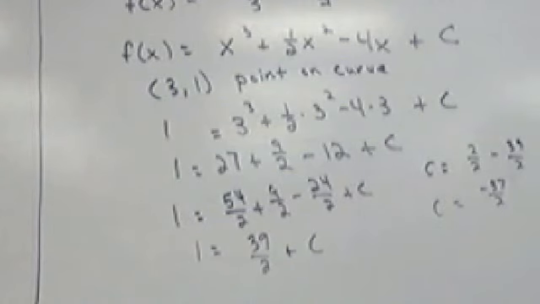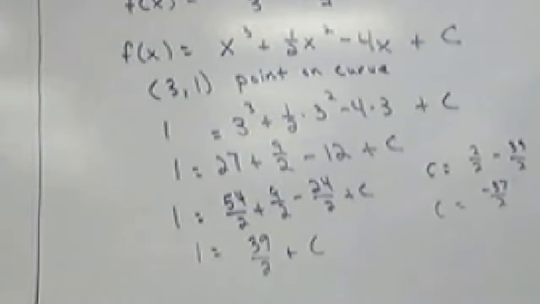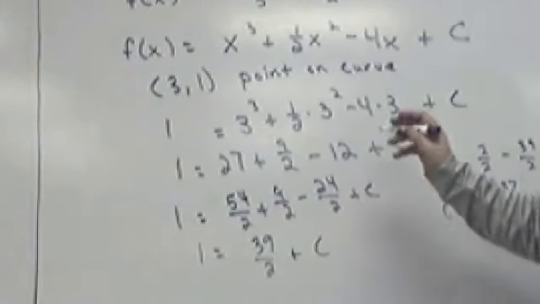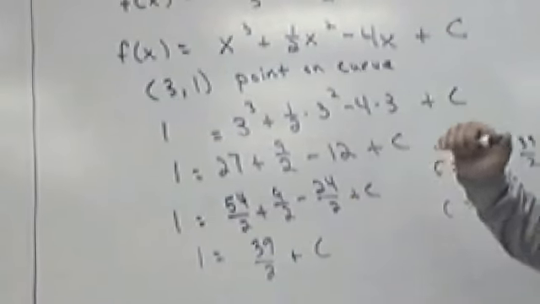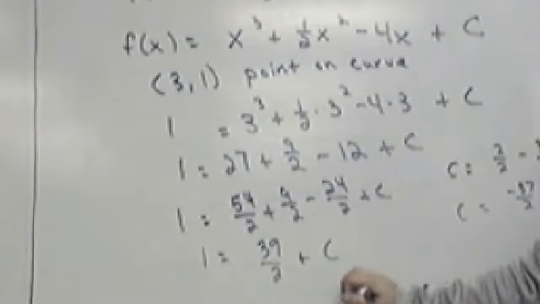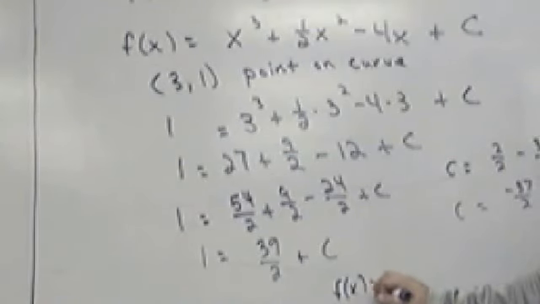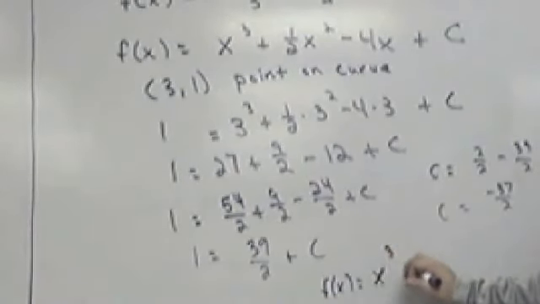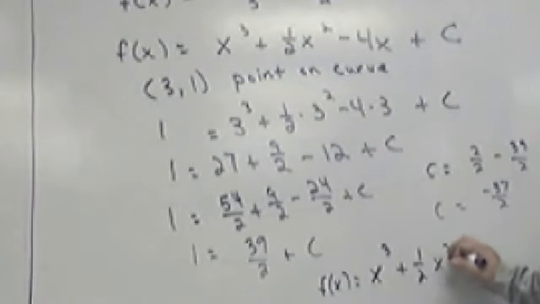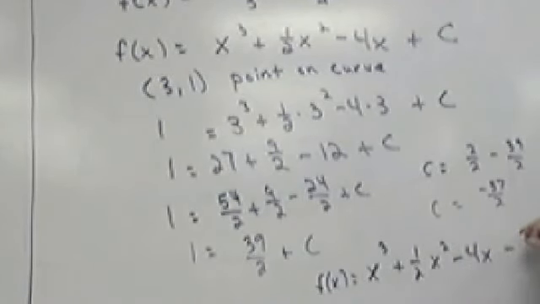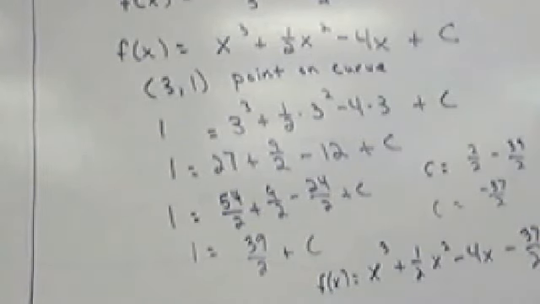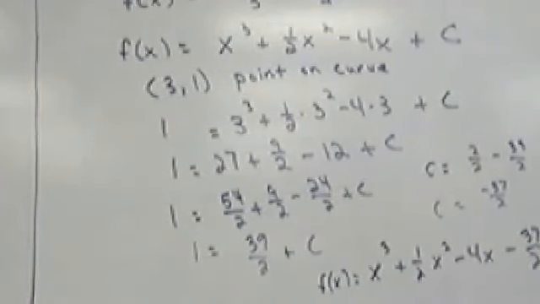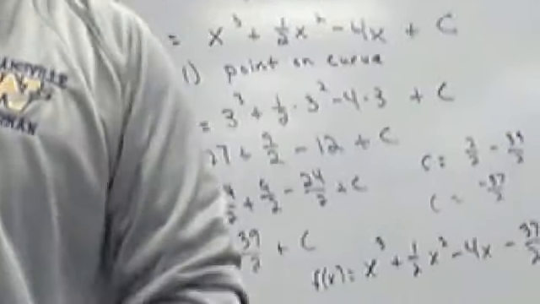Okay, now that's a little blurry, but you guys can hear me talk it out, and you can probably do this faster than I can. So the particular solution that goes through the point 3, 1 is f of x equals x cubed plus 1/2 x squared minus 4x minus 37 halves. Just barely got it in there. Okay? All right, so that one wasn't bad.